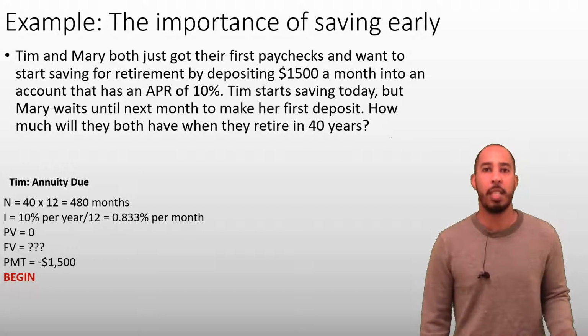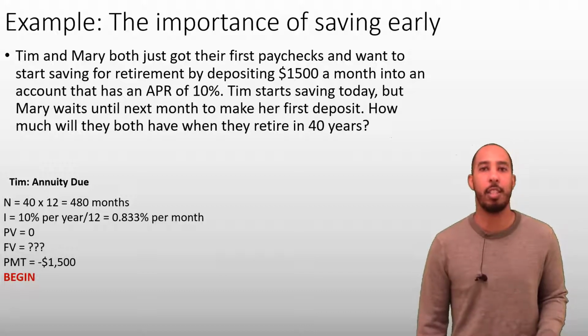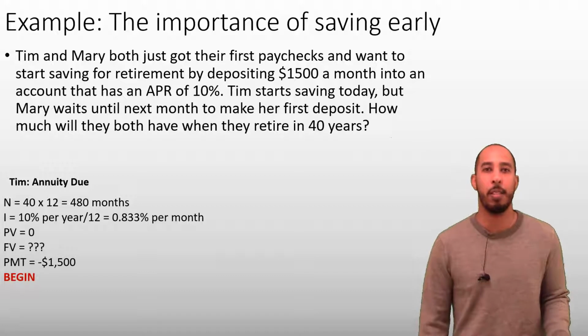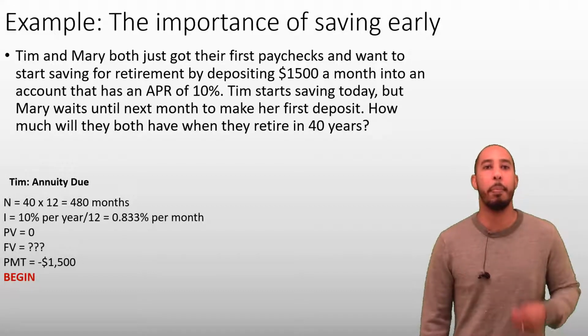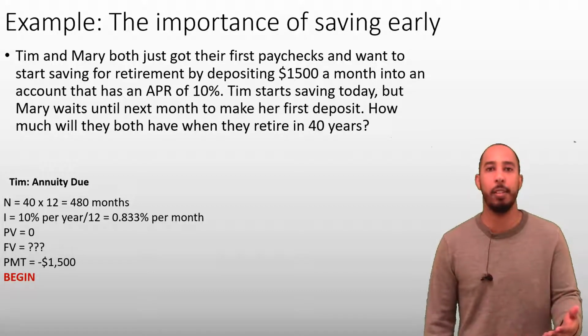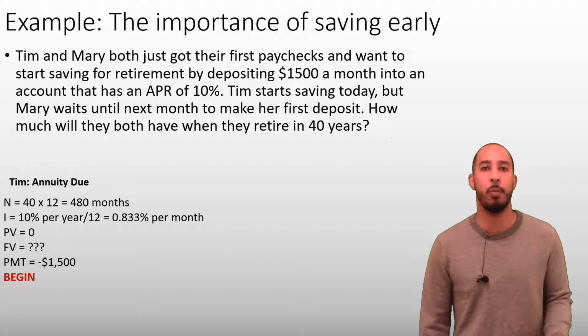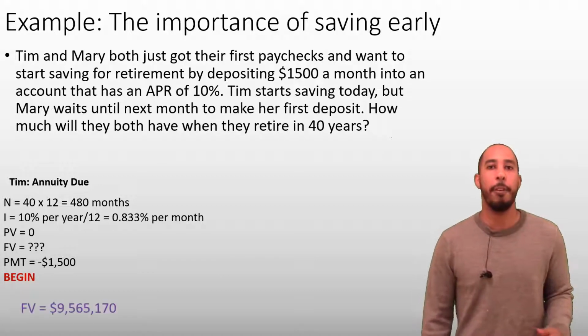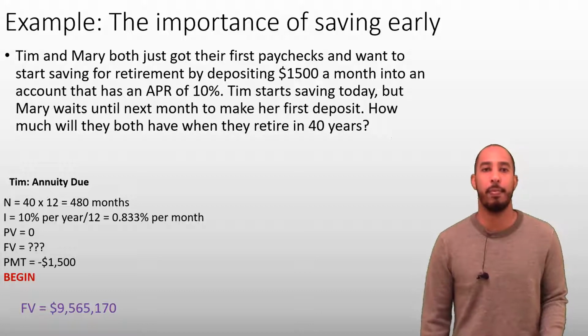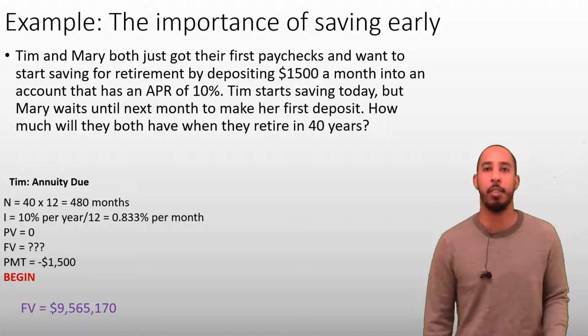The PV is going to be 0 because all the cash flows in this scenario are going to be represented by the payment, which is going to be $1,500. And we'll make it negative because Tim is depositing the money, so it's a cash outflow. Finally, we need to change the settings from end to begin to reflect that this is an annuity due. Solving for FV, we get $9,565,000. That's how much he's going to have in the account at retirement.